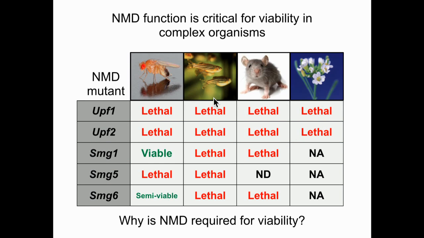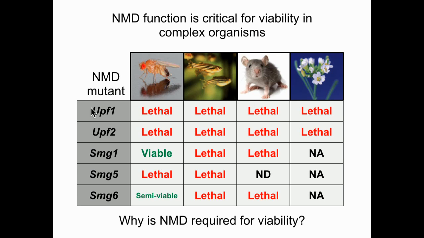Now, based on getting these homologs in other organisms and genetic experiments we carried out, we have shown why, for instance, in Drosophila, we never obtained NMD genes as suppressors of mutations in any suppressor screens we did. Unlike yeast and unlike C. elegans, NMD function turns out to be critical for viability in complex organisms.